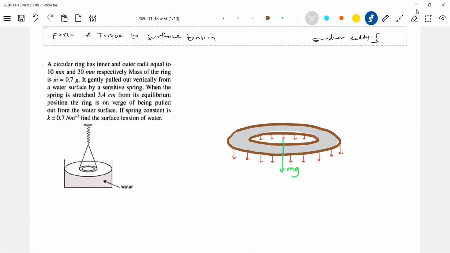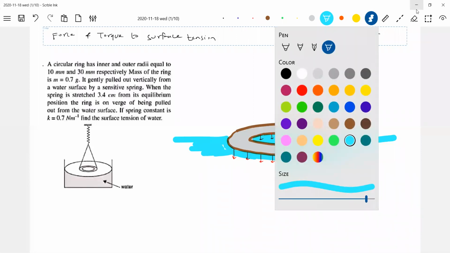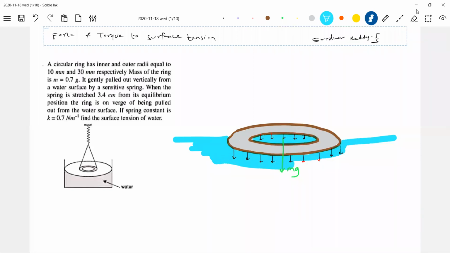Where is the water? Water will be there outside as well as inside. For the time being, I'll give you some blue color so that you imagine there's water. And here also there will be water. Here also there will be water. The question diagram is there. This question is really very good. He has given the diagram.